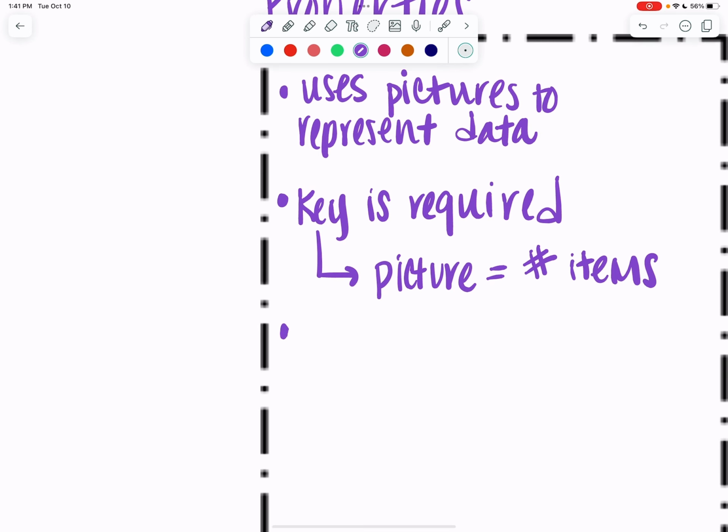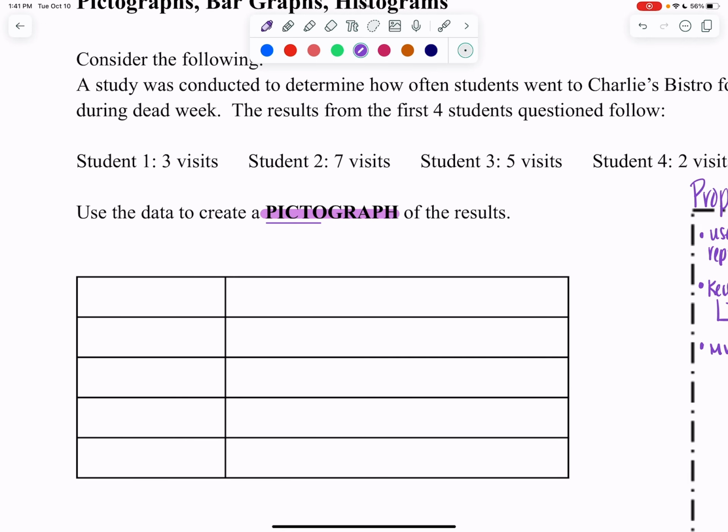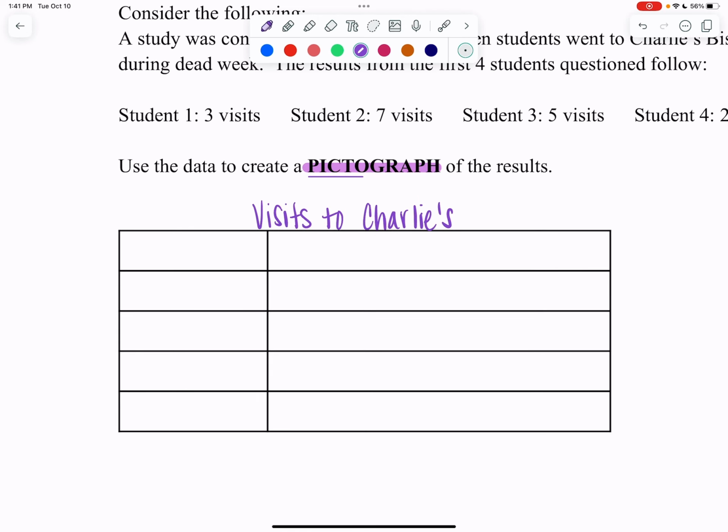The other thing you need to know about pictographs is that you have to have labels. You have to tell people what they're looking at. So let's do it. The first thing somebody's going to want to know when they look at our pictograph is, what am I looking at? So let's call it visits to Charlie's. That's going to tell people that they are getting a look at the number of visits to Charlie's Bistro. So we have given our pictograph a title.